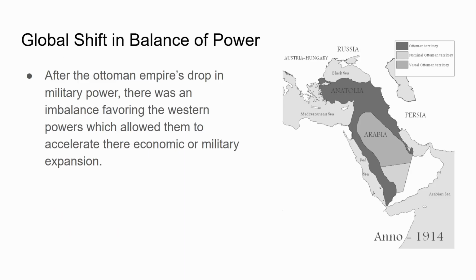Next, we had the global shift in balance of power. Like I mentioned previously, after the Ottoman Empire's drop in military power, there was an imbalance favoring the Western powers, which allowed them to accelerate their economic and military expansion. This is referencing Germany's unification and Russian support of the Balkan states.